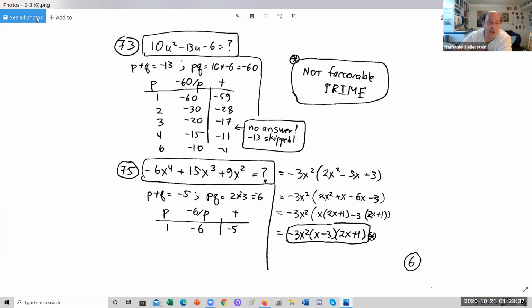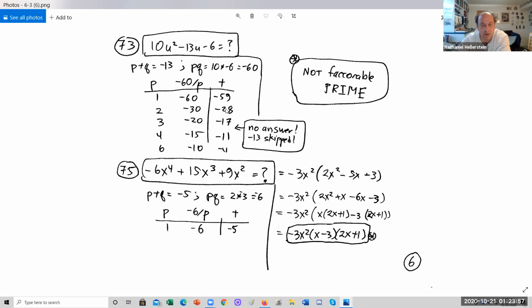Here's a cute one. 10u squared minus 13u minus 6. The sum must be negative 13. And the product is 10 times negative 6, which is negative 60. So whatever p is, q is negative 60 over p, and we look for the sum of p and q. 1, negative 60, negative 59. Well, right sign, but too big.